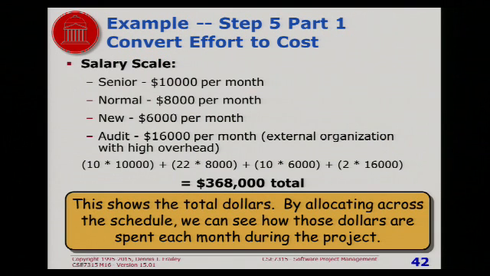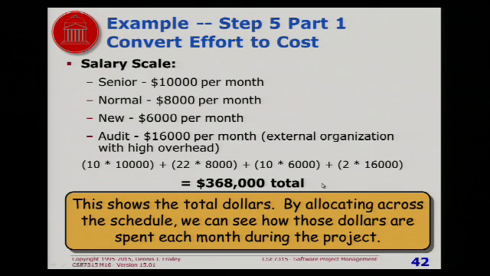Step 5 is where we multiply it all by how much we pay people. And remember, in the labor schedule, we had different salary levels. So let's say the seniors get $10,000 a month, the normal $8,000 a month, and the new hires $6,000 a month. And the auditors get $16,000 a month because they're brought in from the outside and they cost a lot more. So we multiply it all out, and that sums out to $368,000.